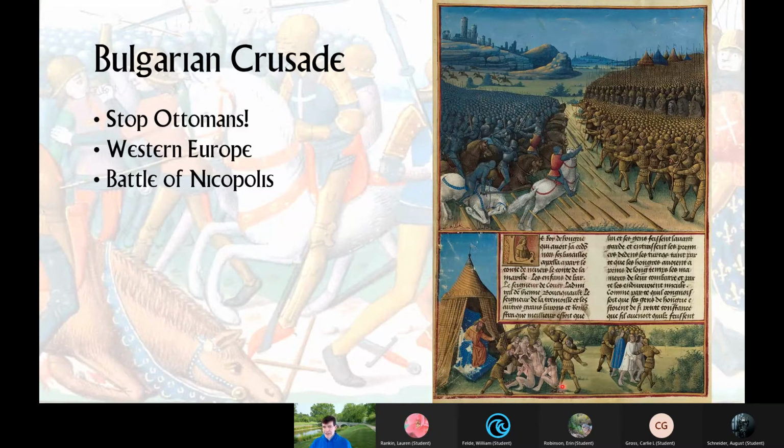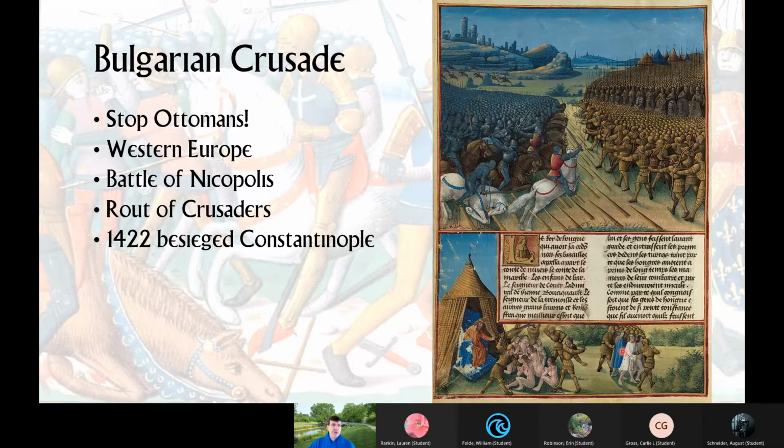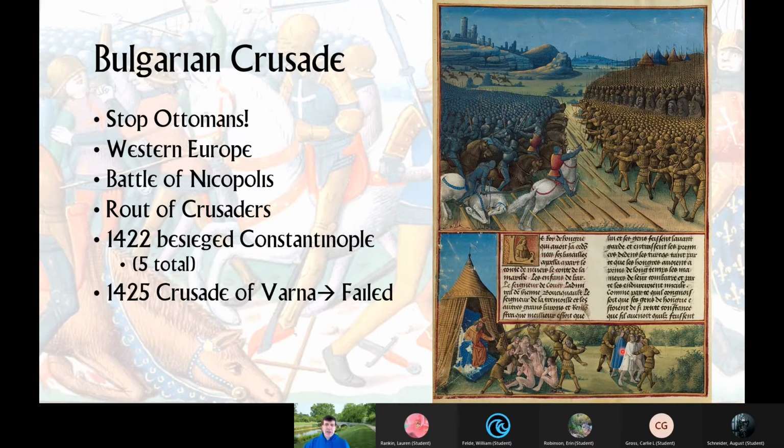And there are significantly more gruesome photos of that, the rest ransomed, partially for the brutality they showed by murdering Ottoman prisoners. But this rout of the Crusaders would lead to a besieging of Constantinople that failed, a real threat. It's actually just this amazing time. There'd be 5 total sieges where the Ottomans would try to take Constantinople.